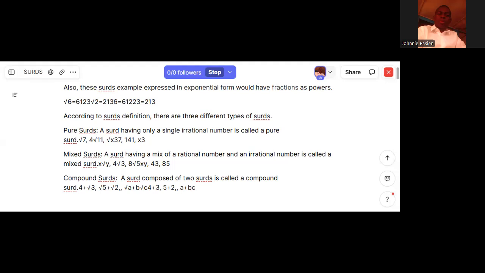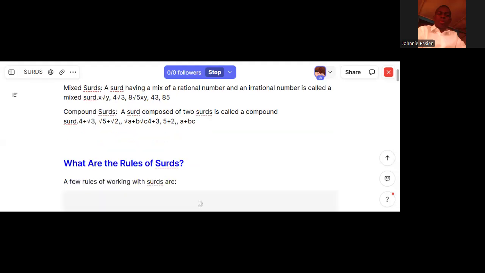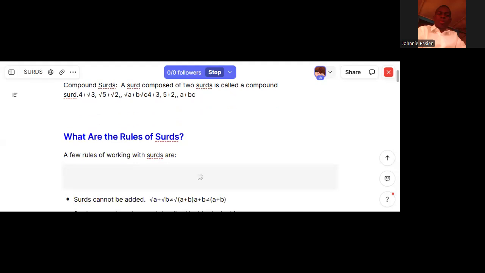We have mixed surd, here we have a mixture of integers and a surd expression. For instance, 4 root 3, 8 root 5, these are mixed surds. Compound surds: here we have either addition or subtraction of 2 or more surds. You see examples on your screen. 4 plus root 3. We also have 5 root 5 plus root 2. Other examples are root a plus root b, and so on.